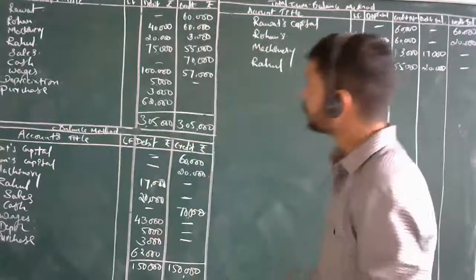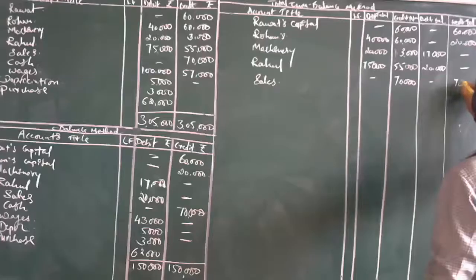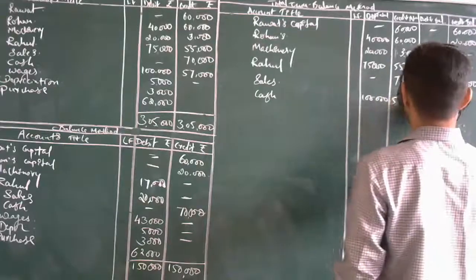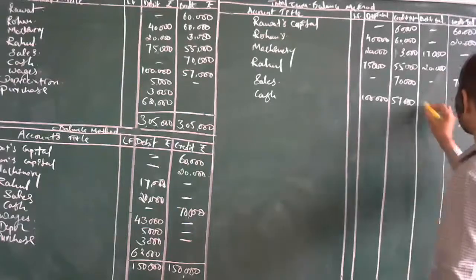Okay. Next, what we are having? Sales. Sales 70,000 in the credit column, and here even the same 70,000 in the credit column. Cash. Cash is how much? 1 lakh in the debit column, 57 in the credit. Done. Then coming to the balance method, it is 43,000 only.